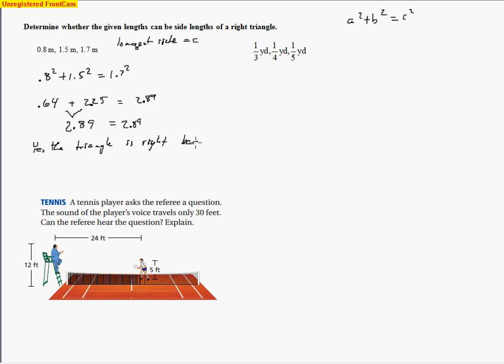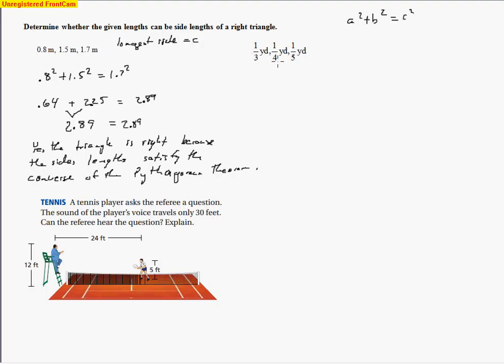because the side lengths satisfy the converse of the Pythagorean theorem. And so then we would say it would not satisfy if they don't. So let's check out the next one.